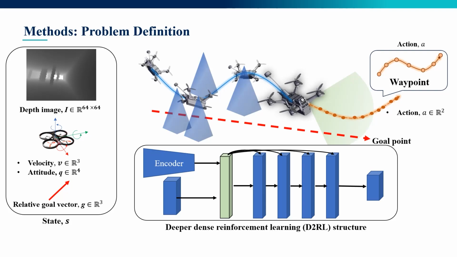RAPID takes depth images, velocity, attitude, and a relative goal vector as inputs, generating collision-free waypoints. We use a deeper, dense RL network with skipping connections to produce high-dimensional actions.